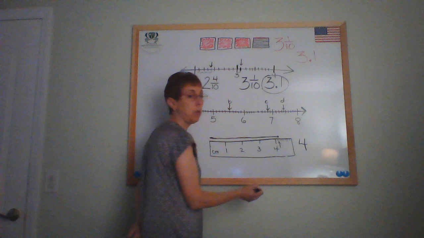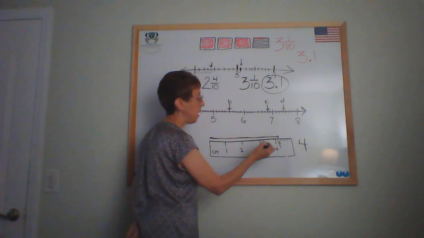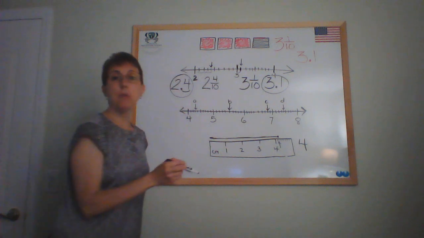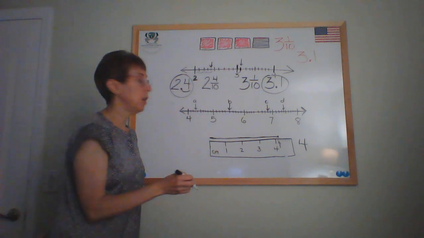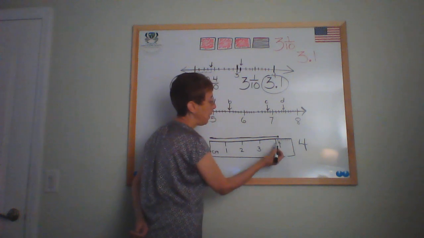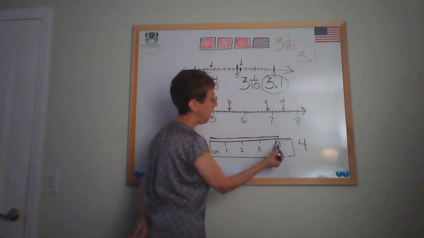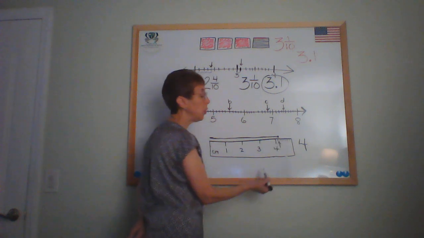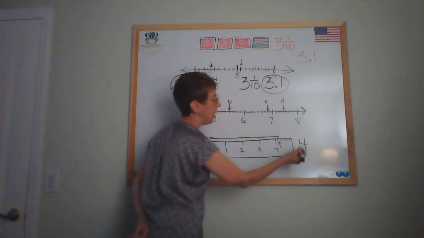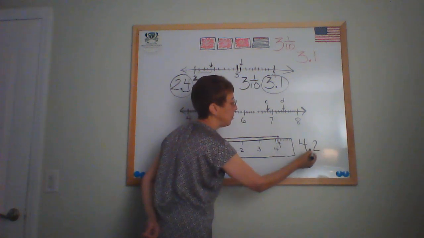You know your whole number then is 4. And then these are divided up into tenths. Okay, remember it's 10 millimeters equals a centimeter. So it's divided up into tenths, and we have to look to see how many tenths past the 4 it is. And we have 1, 2 tenths past the 4. So 4 and 2 tenths.